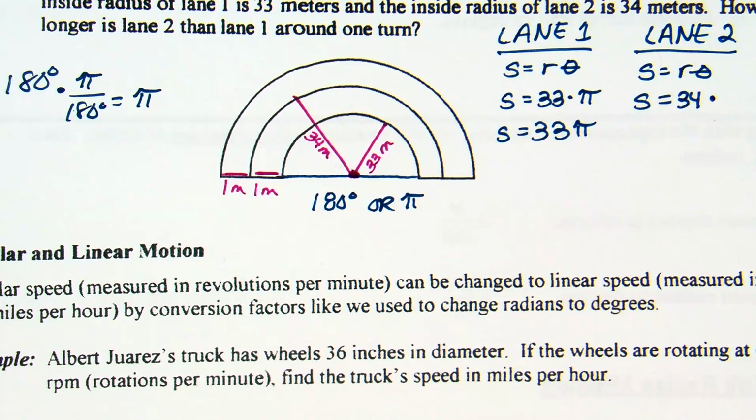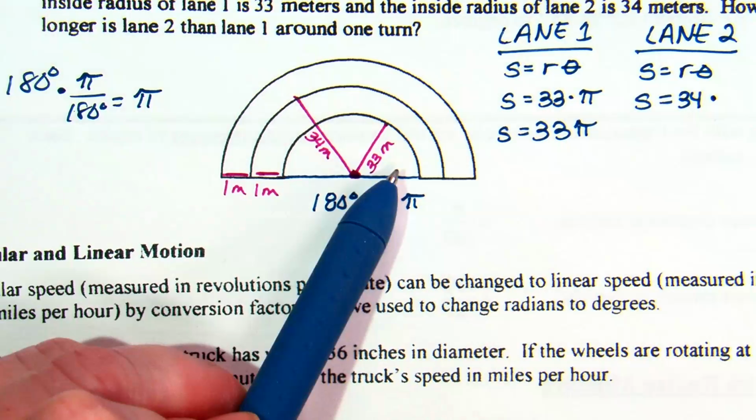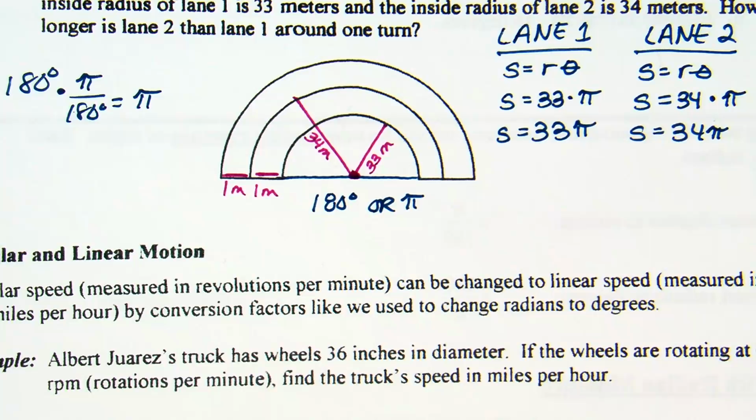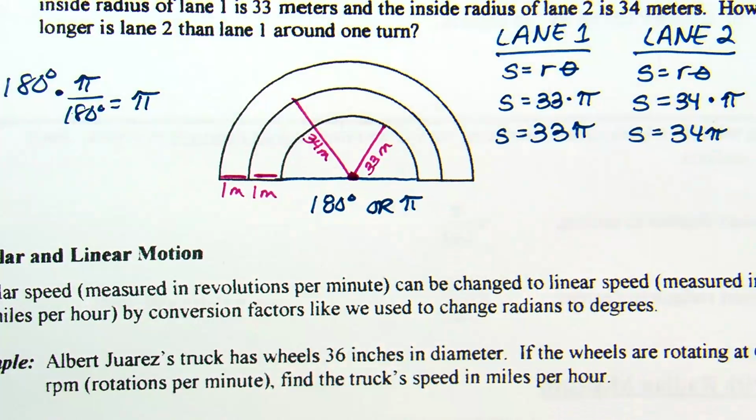The same, yes? Isn't the angle the same? Yeah. So 34 times pi is 34 pi. What did the question ask? How much longer is lane 2 than lane 1? So what do I need to do?